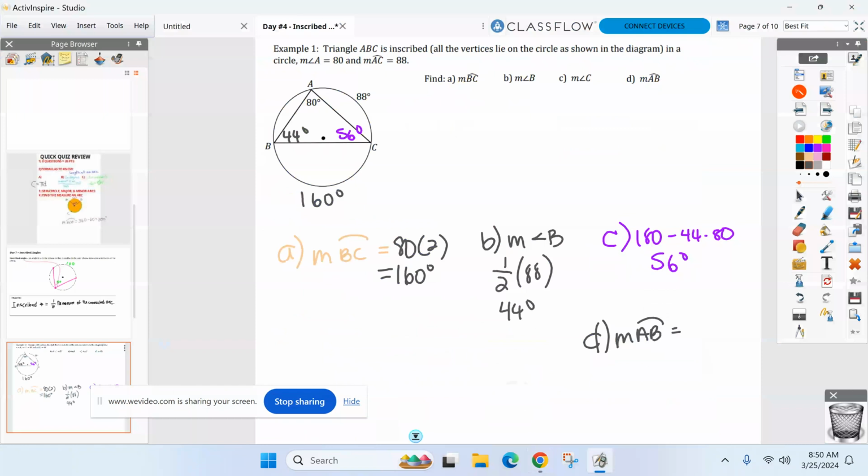What's your go-to for this? Add 88 to 160. Yep. That's one way. There's 360 degrees in a circle, so subtract those two. Or you could also double 56 if anybody wanted to do that. Whatever floats your boat.